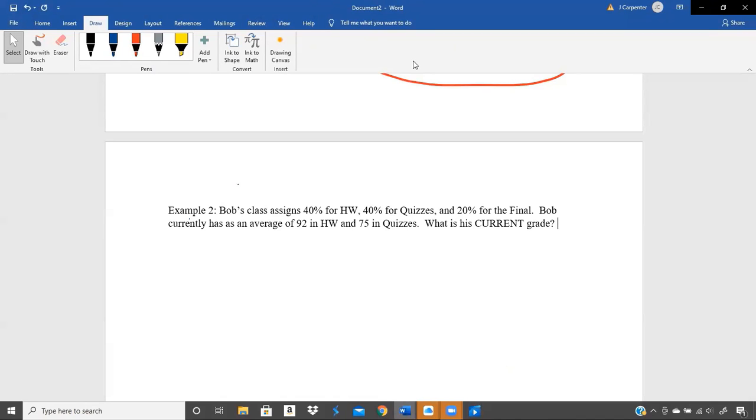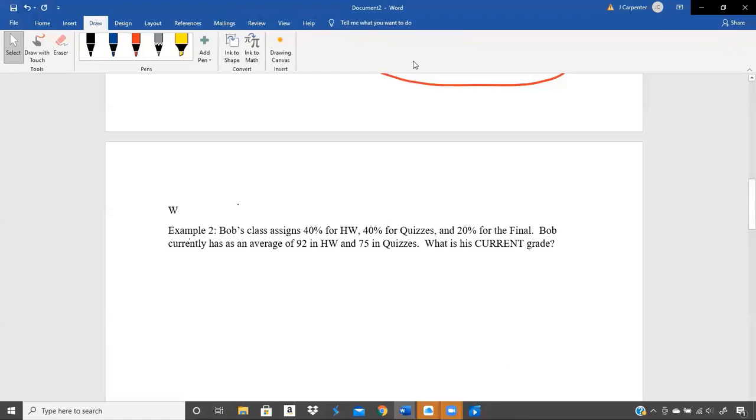Okay. So with grades, weight is always what a section is worth, not the grade given.